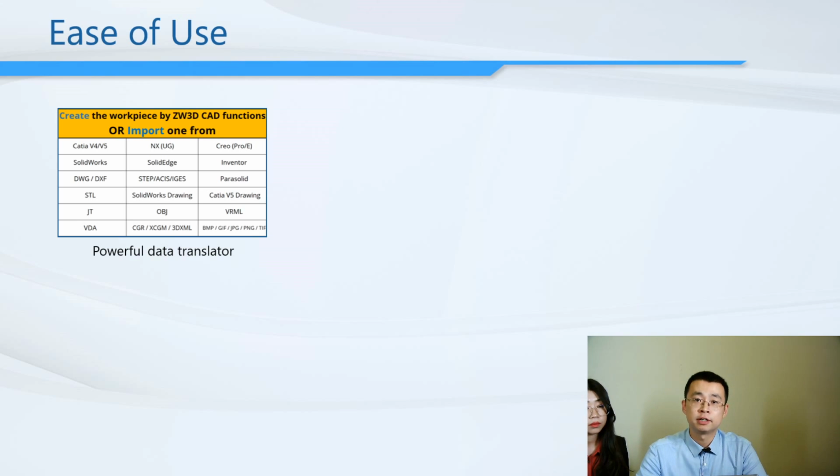But as a CAM engineer, what we always do is not to create the workpiece by ourselves, but to receive a workpiece from our partners or our customers. Maybe they are not working with ZW3D, maybe they are working with CATIA, NX or SolidWorks. That is not a problem for ZW3D because we have a very powerful data translator to cover the most popular file formats in the market. CATIA, NX, Creo, SolidWorks, Solid Edge, Inventor, all the mainstream software can exchange data with ZW3D. So data exchange is never a problem for ZW3D.